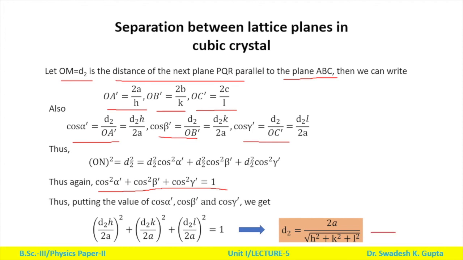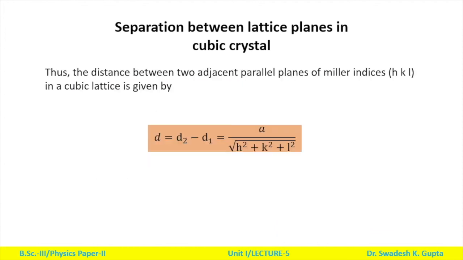Now there are two planes ABC and PQR which are at distances d1 and d2 from the origin respectively. So the distance between these two adjacent planes will be d2 minus d1, and then the separation between the two planes is equal to a upon the square root of h square plus k square plus l square.